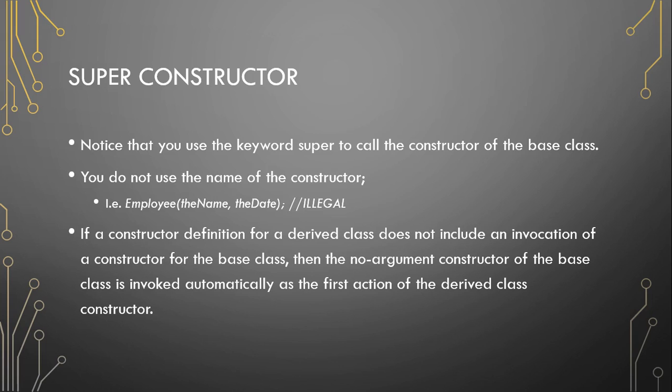If a constructor definition for a derived class does not include an invocation of a constructor for the base class, then the no-argument constructor of the base class is automatically invoked as the first action of the derived class constructor. And this is why, remember how we talked about sometimes you get away without doing no-args? This is one of those reasons why it is good to have a no-arg constructor. If you have a superconstructor that asks for a no-arg parameter, it's going to want to invoke that.